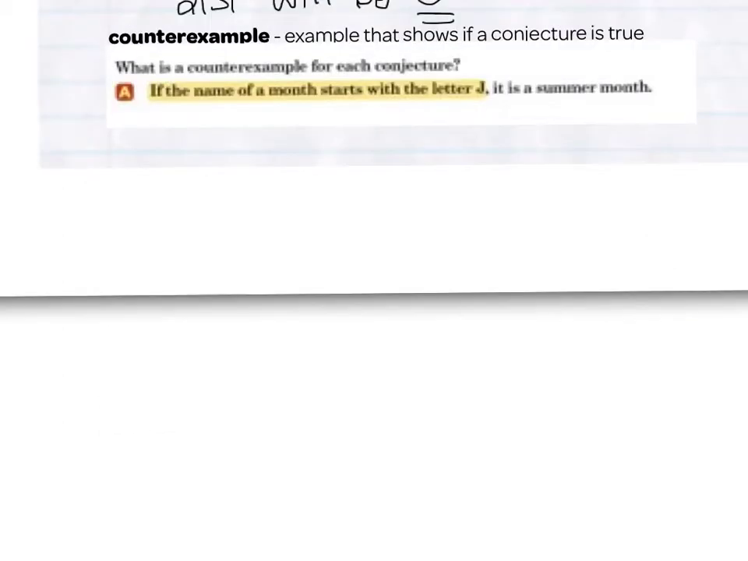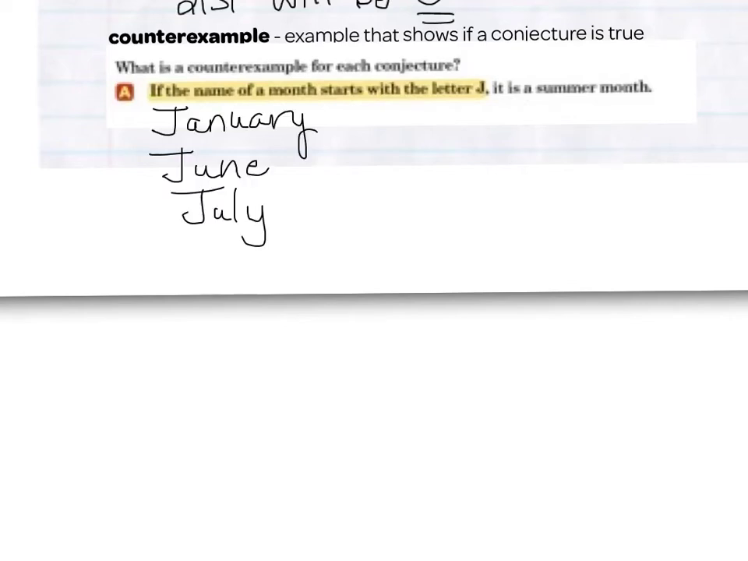Counterexample is another really important term. It's an example that shows a conjecture is false. This is like finding that one thing that proves something to be false. What is a counterexample for each conjecture? If the name of the month starts with a J, it's a summer month. The months of the year that start with a J are January, June, and July. That is true for June and July, but January, folks, is not a summer month, so that is a counterexample for this conjecture.